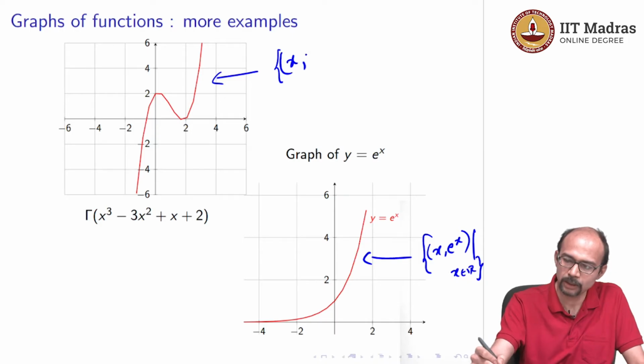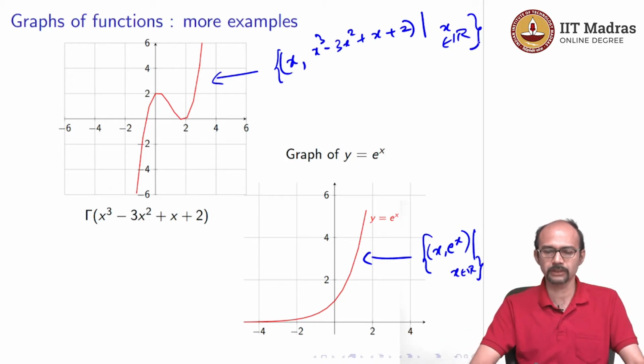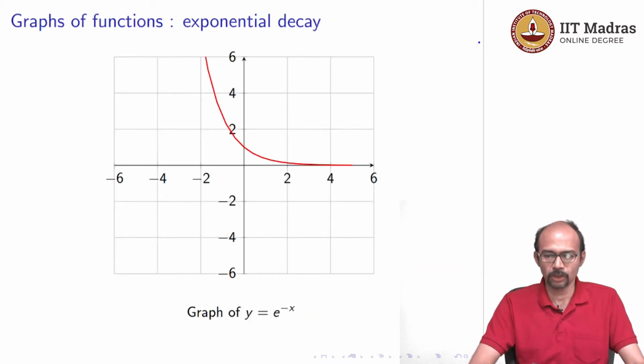is the set of values x comma x cube minus 3x squared plus x plus 2 as x varies in R. So this is what these graphs are. You are just plotting the x comma f of x, where f is the function. Okay, so here's another example.